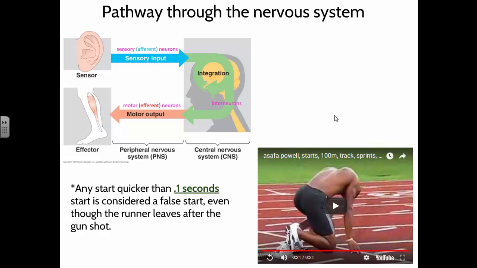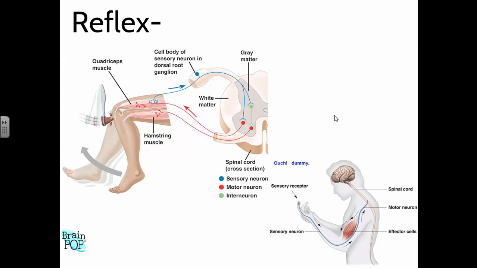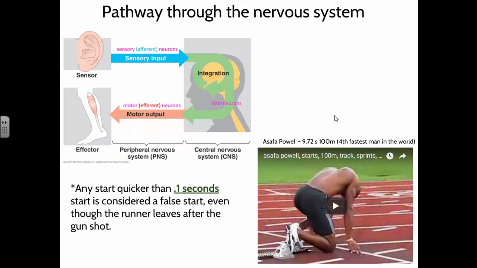Now there are some responses that we can have that are faster. This is a 9.72 second 100 meter. It does not hold the world record. So this is how this works. We're not going to get into these details really, but we have different types of neurons. Some neurons take information in, and others send information out to have some sort of response.